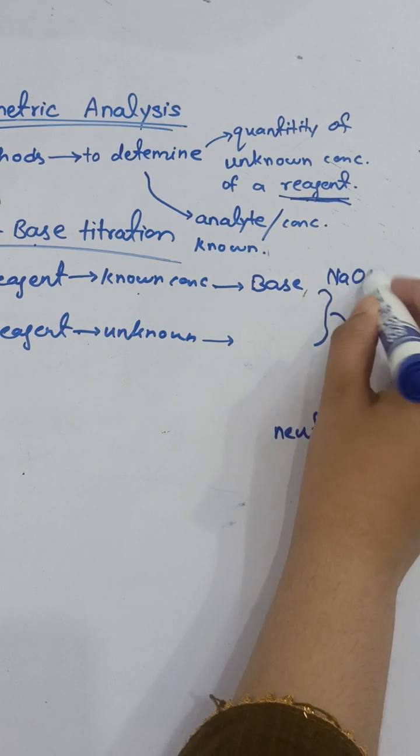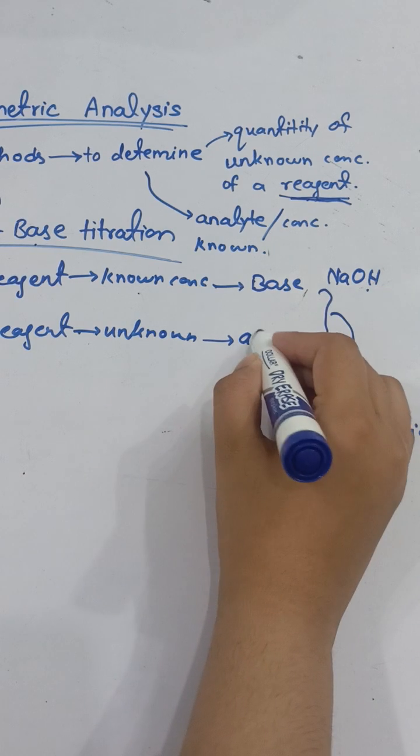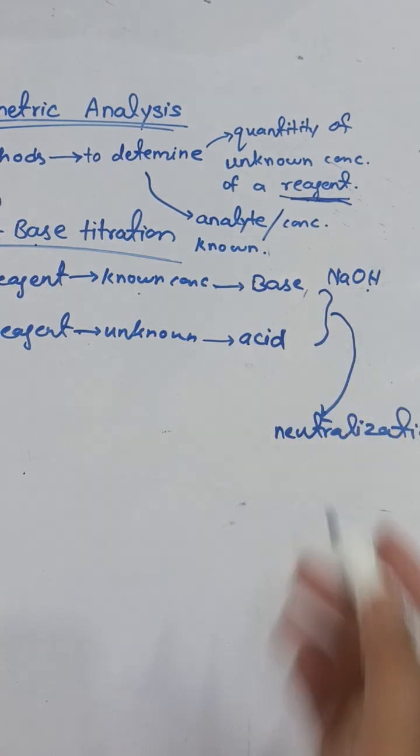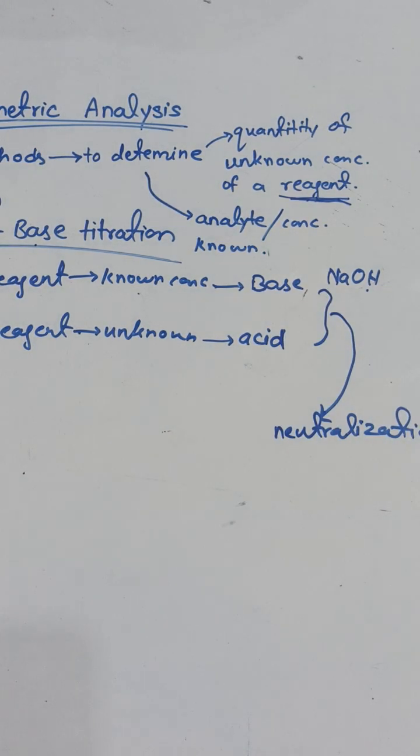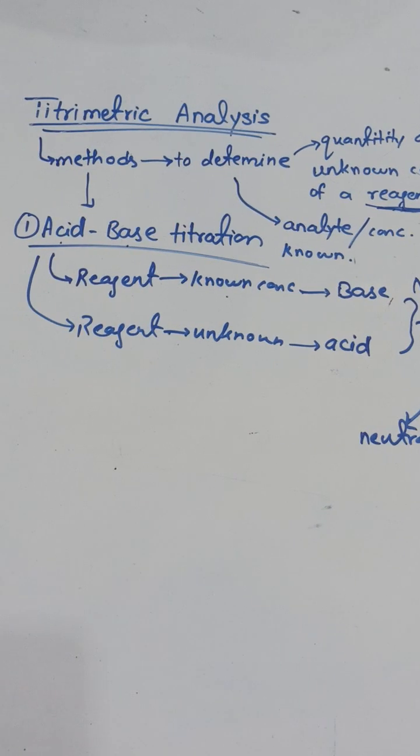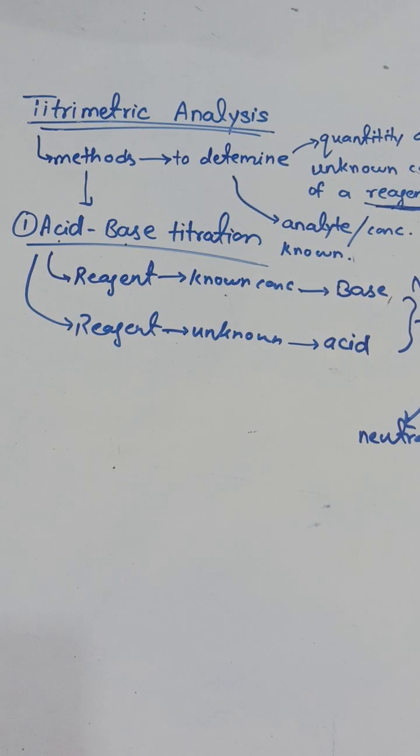This is a base. And similarly, I can put acid as an unknown reagent. Now they both will react and give us the neutralization reaction. That's why we can find out the concentration of an acid or a base by neutralization reaction. So this was the definition of acid base titration.